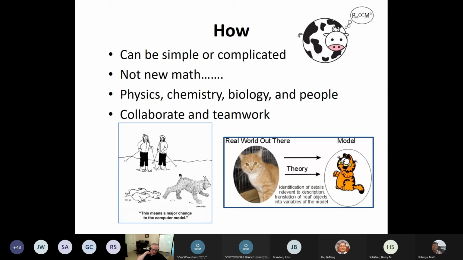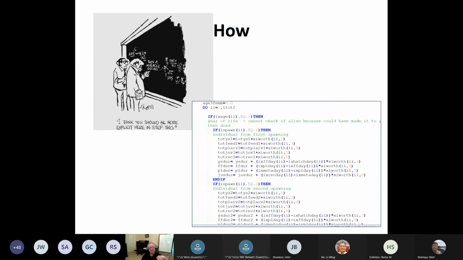How do we do it? Well, the model can be simple or complicated. It's not like it's new math. It's very old math we use. The challenge is combining the physics, chemistry, biology, and the people. And so, we make assumptions, and that lower left means we better change something in the computer model because the rabbits are chasing the predator. And also, a model is some idealized version of the real world. Whether you think Garfield is a good or bad version, that depends. But we're always dealing with the fact it has to be a simplification.